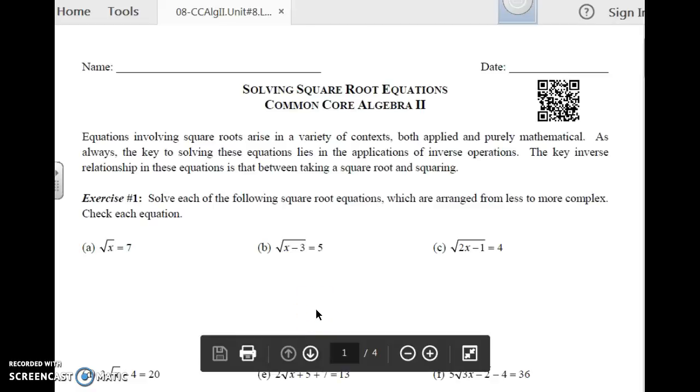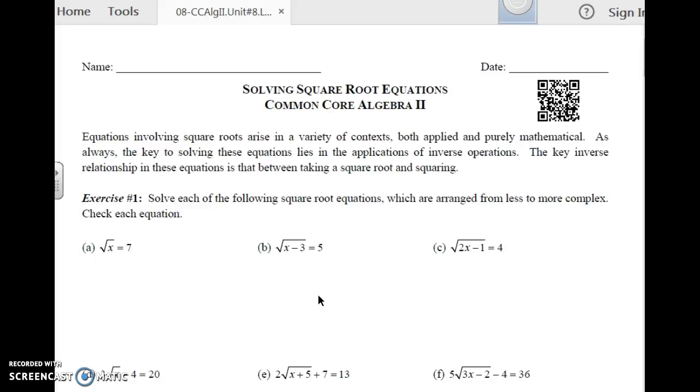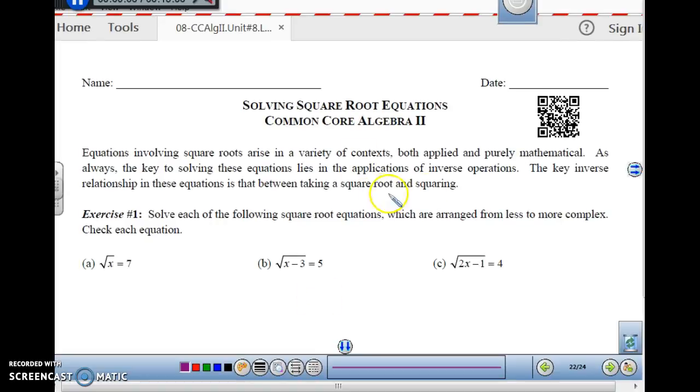This is Algebra 2, Unit 8, Lesson 2 on solving square root equations. Now, we have equations with square roots in them, and the key to solving these equations lies in the application of inverse operations. The key inverse relationship of these equations is between taking a square root and squaring. The inverse of squaring something is taking the square root, and the inverse of taking a square root is squaring it. So knowing that, let's solve each of the following square root equations and check them.